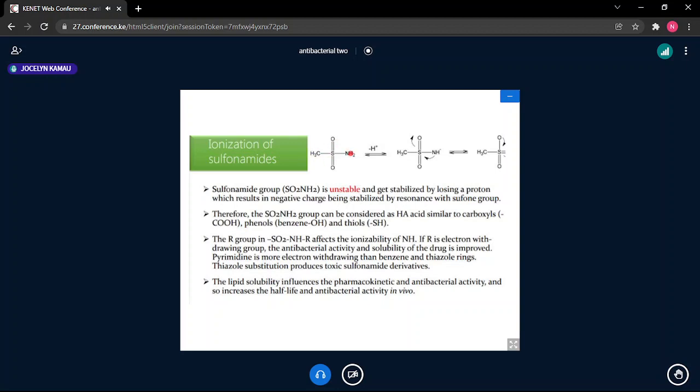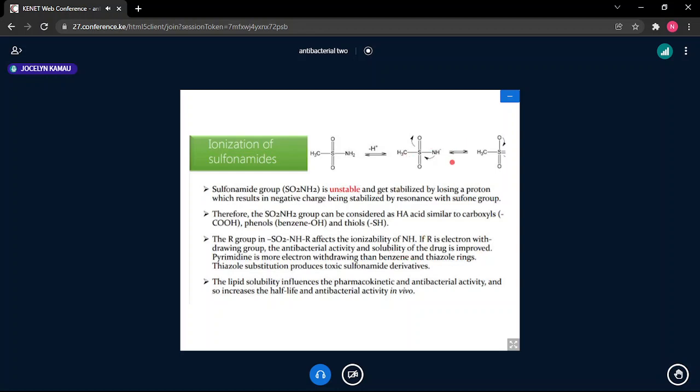So we are considering this to be our hydrogen, and the rest of this is the rest of this. So this is our A minus. So we have lost our hydrogen. This is our hydrogen, which was joined here, and the whole of this is A. So HA acid. The R group in the sulfonamide affects the ionizability of the NH, the R group which I've mentioned. If R is an electron withdrawing group, the antibacterial activity and solubility of the drug is improved.